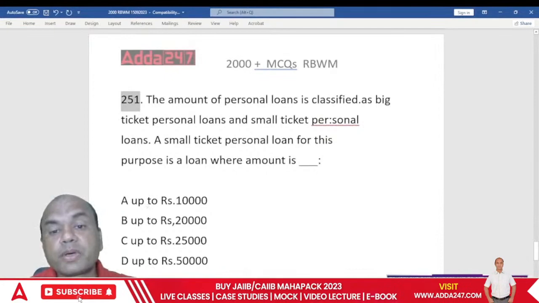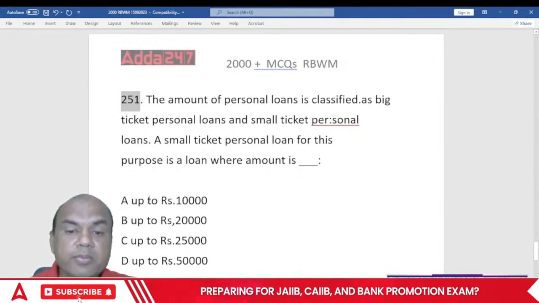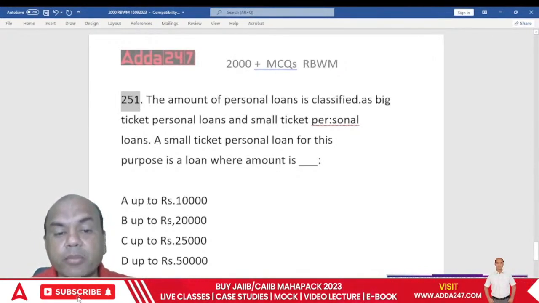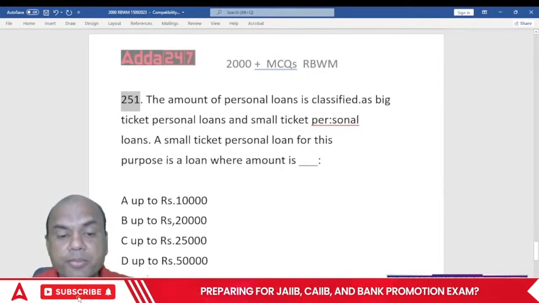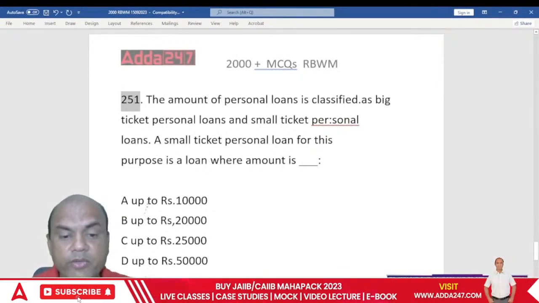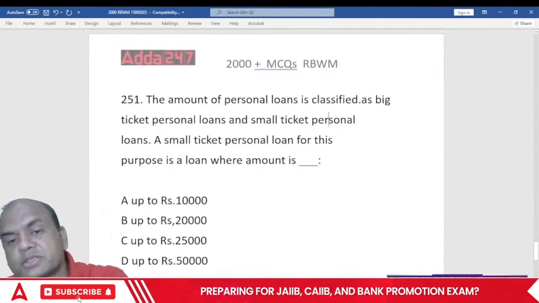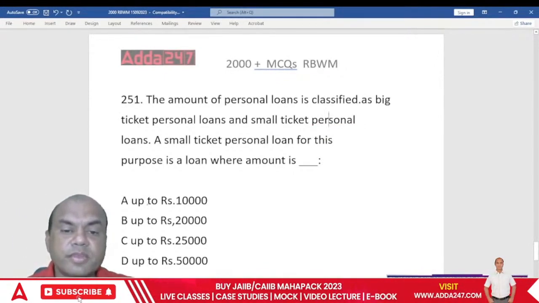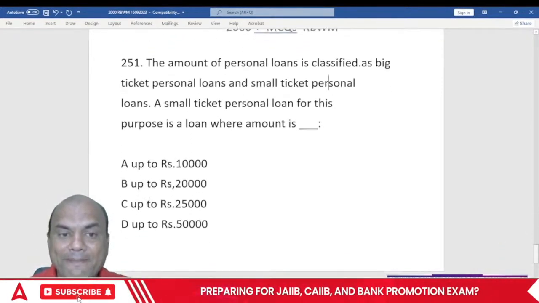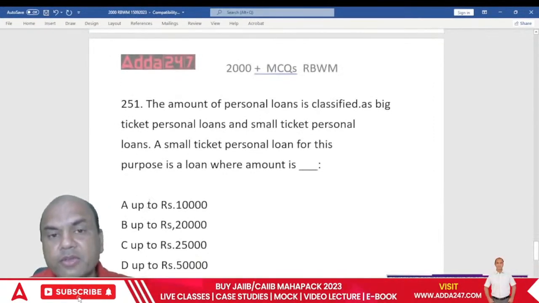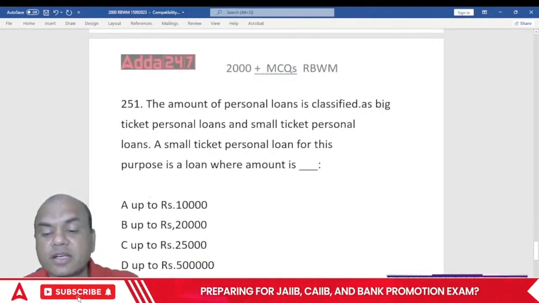The amount of personal loans is classified as big ticket personal loan and small ticket personal loan. A small ticket PL is a loan where the amount is up to 10,000, up to 20,000, up to 25,000 or up to 50,000. What is it? Small ticket personal loan. Actually, I'll tell you, small ticket personal loans are up to the amount of 5 lakhs. Even 5 lakhs is considered as an STPL.